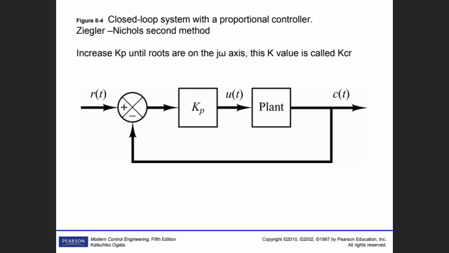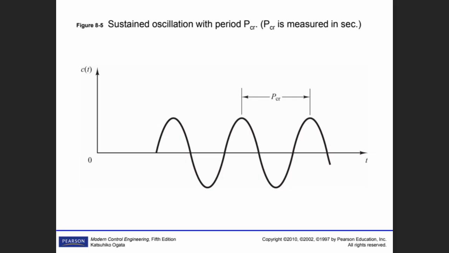Now, the second Ziegler-Nichols method: increase Kp until the roots are on the j omega axis. This K value is called KCR. So KCR is a function like this. And of course, the step response is not like this, but it doesn't matter. PCR is the period of it, and the KCR we have already obtained.